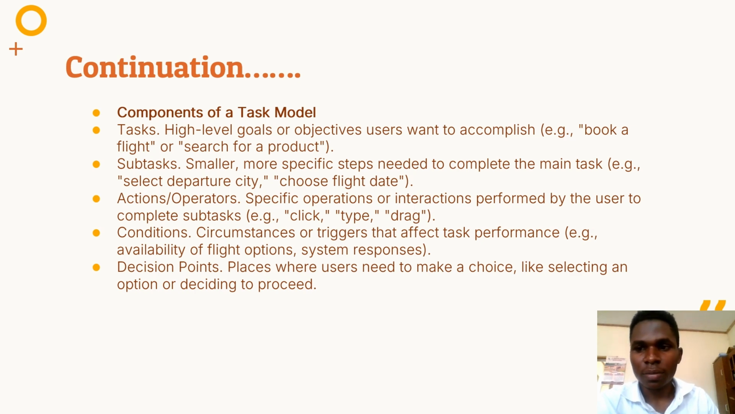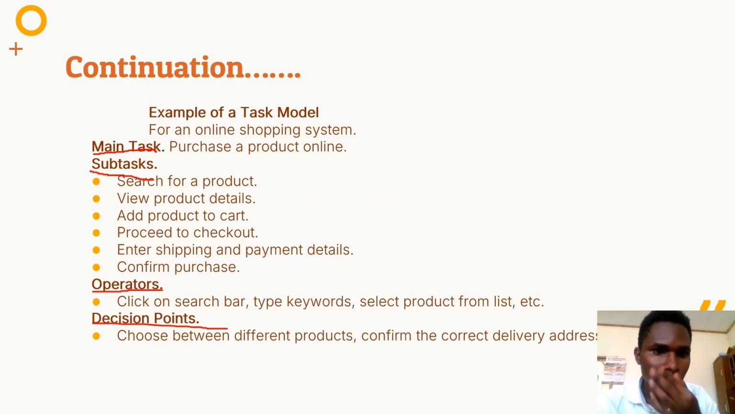Okay. Next is the example. Okay, I have an example of a task model. Here I have highlighted the key points, the components that are involved in a task model, with a real life example. I'm using an online shopping system. What is the main task here?